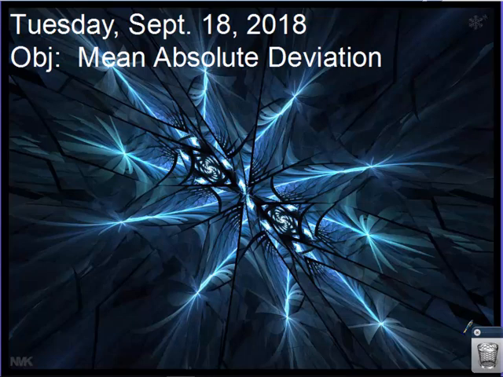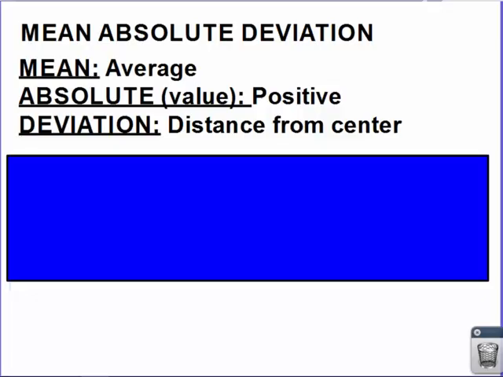Hello class. Today we're going to talk about mean absolute deviation. So let's define that. First thing we know about mean, because we've calculated it before, mean means the average. And to find the average, you add up the numbers in your data set and you divide by how many numbers you had. Absolute is referring to absolute value.